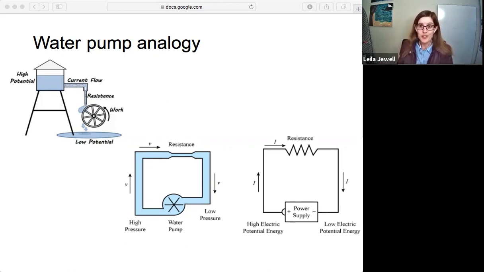So this introduces Ohm's law. We'll be using it the entire chapter, so hang on to it.